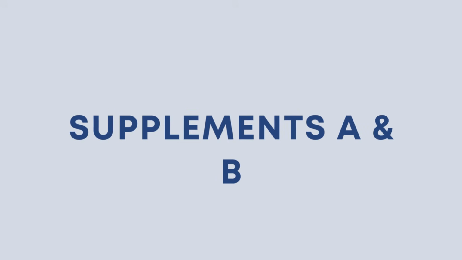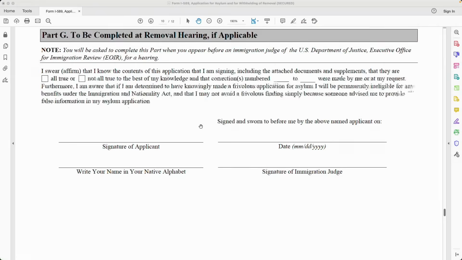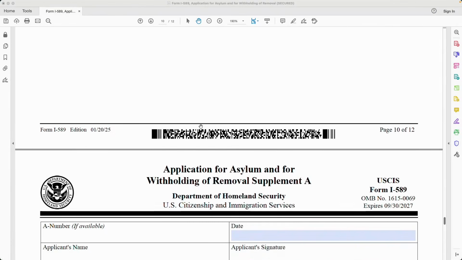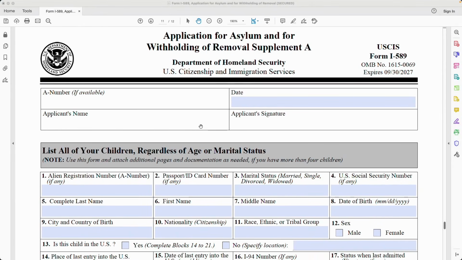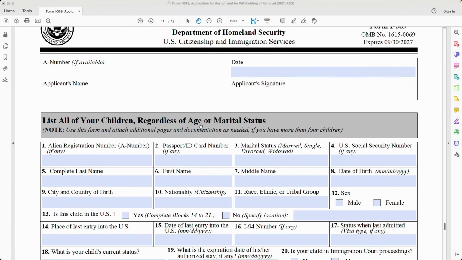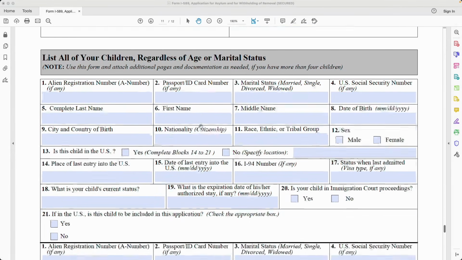Supplements A and B. There are two supplements, Supplement A and Supplement B. Supplement A here is for any additional children that did not fit in the space provided earlier in the application. Here, you can list the information for any additional children that you have.